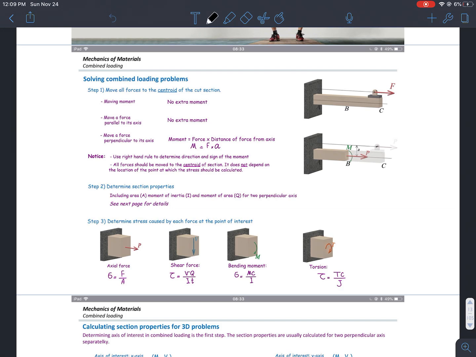Now we're going to introduce the combined loading problems as the last chapter of this course. Okay, so we have learned so far every possible stress in the section, right? Every possible stress in the section. So let's take a look at it here, okay?